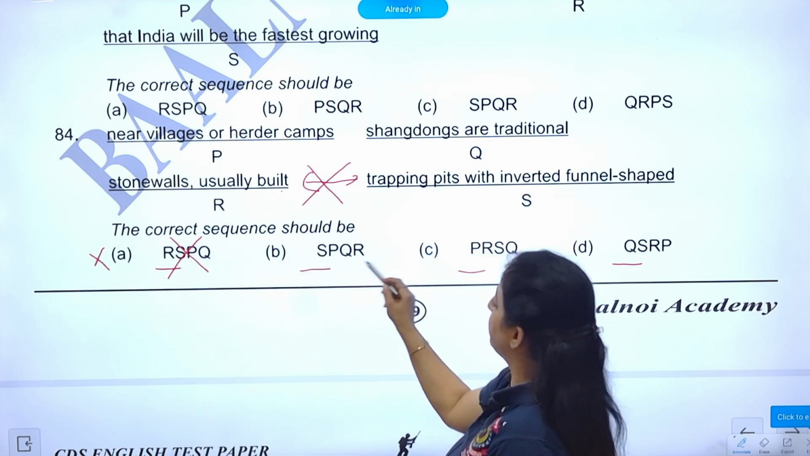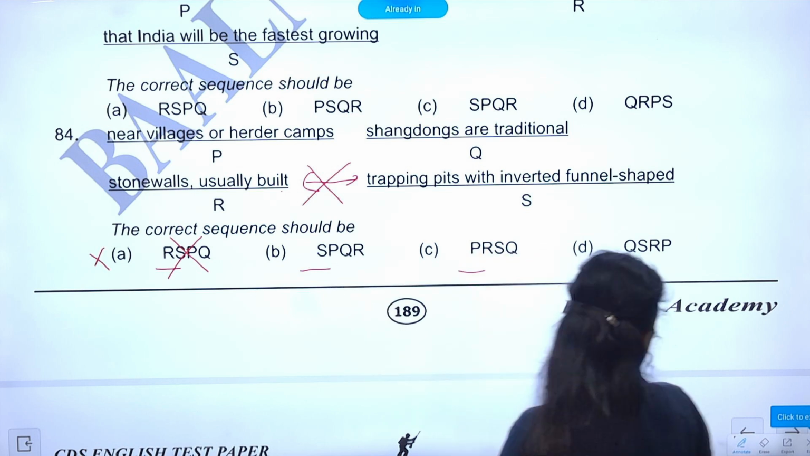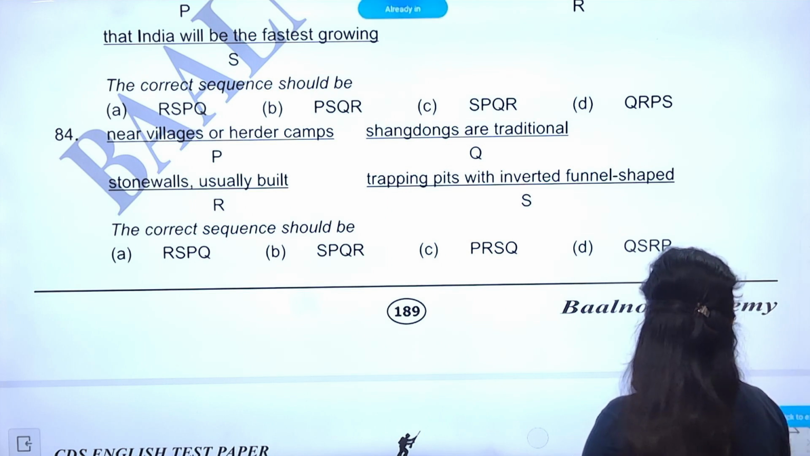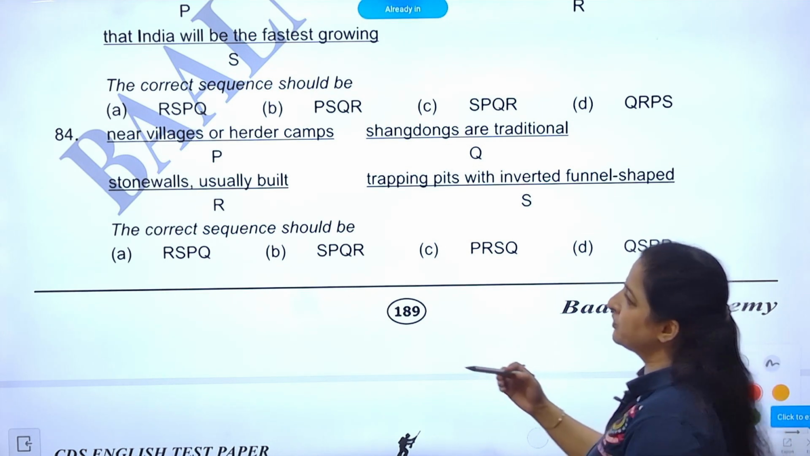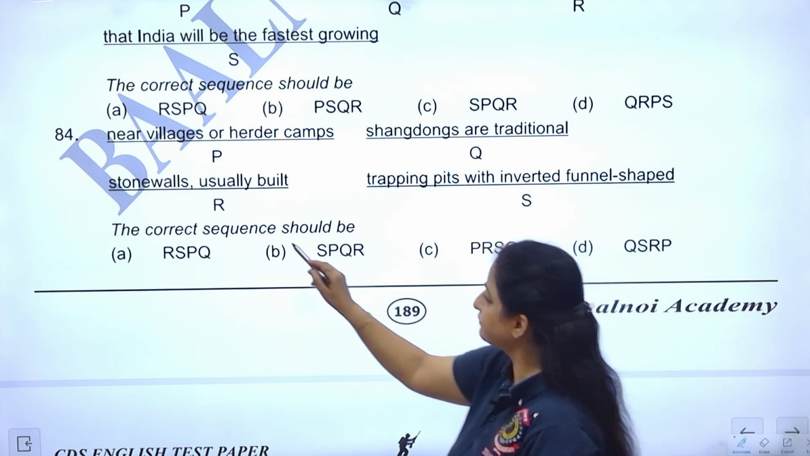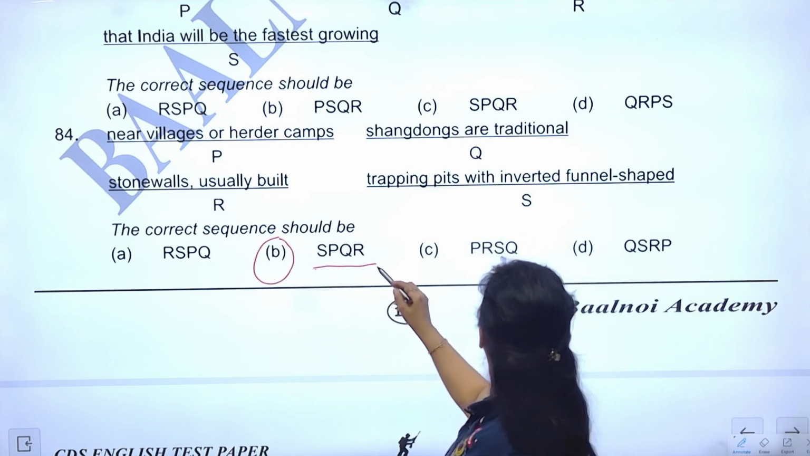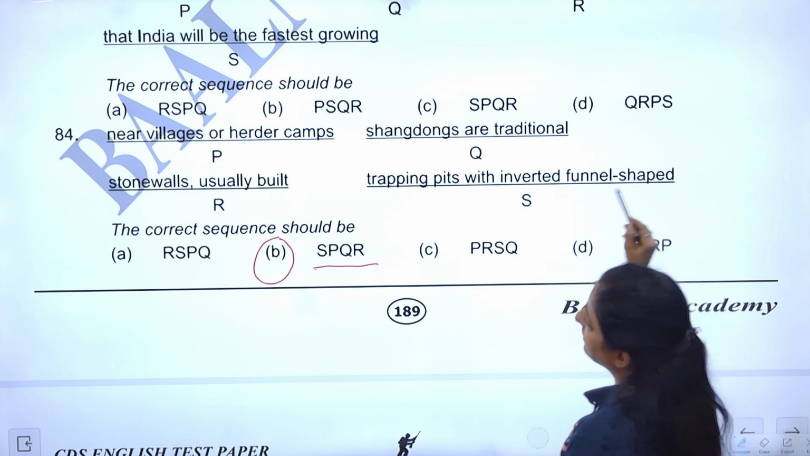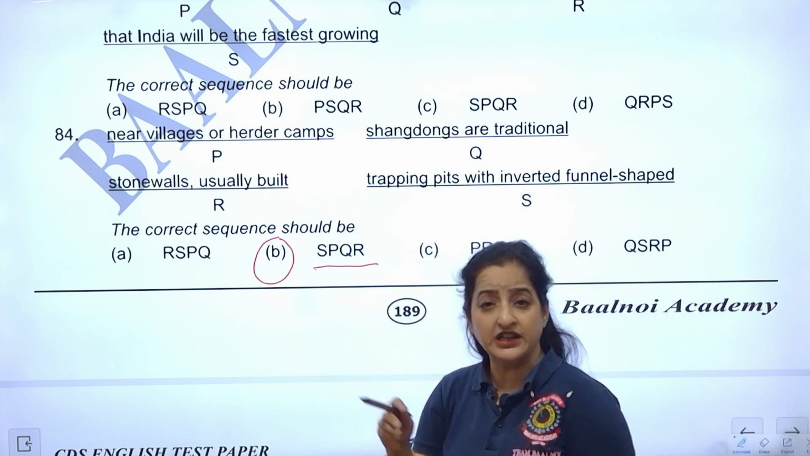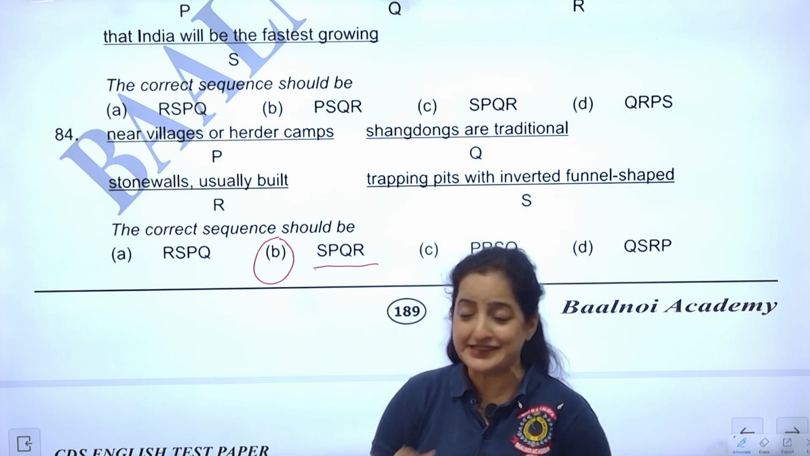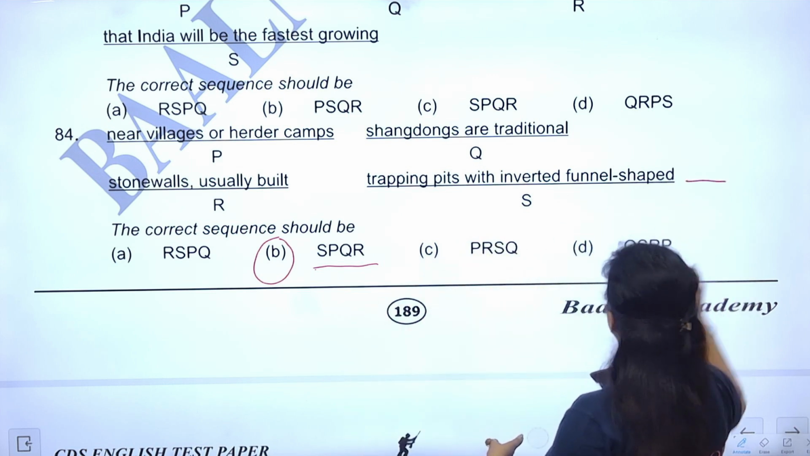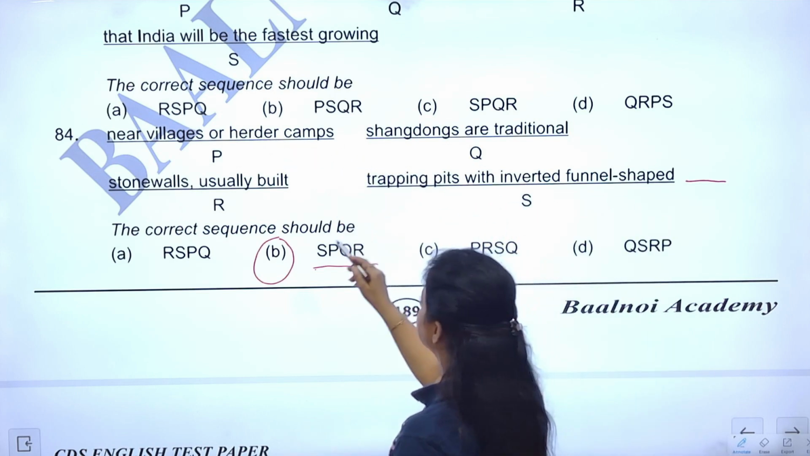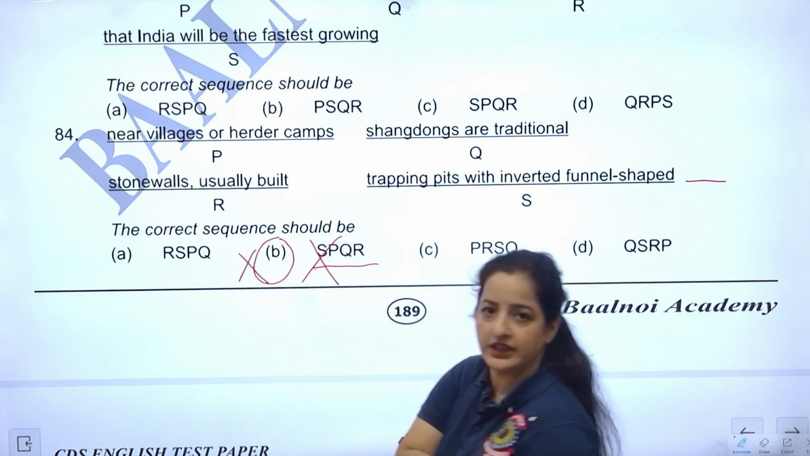Fine, then let's do SPQR. I thought I will clear it. There should not be so much mess. We're doing Bravo. Let's work this out. SPQR. Where is it? Trapping pits with inverted funnel shaped near villages. Funnel shaped क्या? It's incomplete. Funnel shaped के बाद कुछ तो होना चाहिए क्या? Funnel shaped, right? And funnel shaped near villages. This S and P is not connected. This is also not the answer.